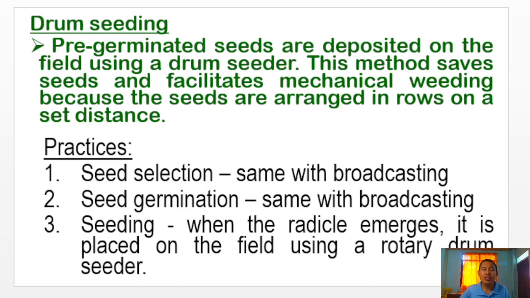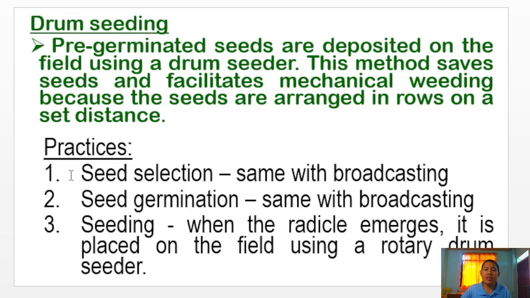Next, we have the drum seeding. It is where pre-germinated seeds are deposited on the field using a drum seeder. This method saves seeds and facilitates mechanical weeding because the seeds are arranged in rows on a set distance. In selecting the seeds, it is the same as in broadcasting, wherein the seeds are acquired from a reliable seed grower in the locality or bartered from other farmers. In germinating the seeds, it is the same with broadcasting.